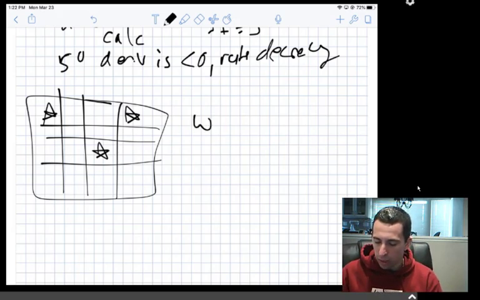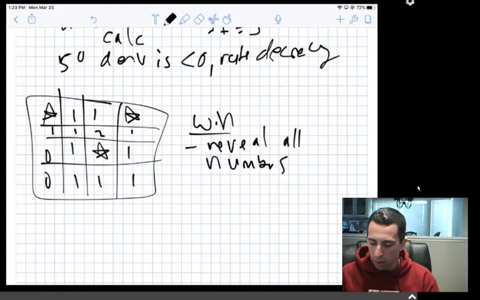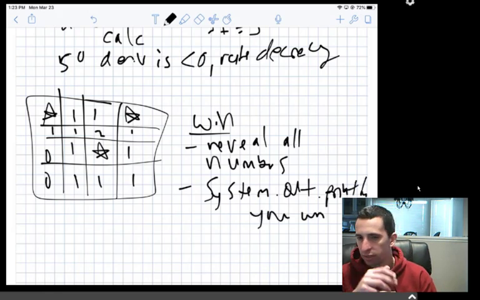So once you win, I think here's what you want to do. Reveal all the numbers. Turn this into a 1, a 1, a 1, a 1, a 2, a 1, a 0, a 0, or leave those empty or whatever. And then reveal all the numbers, and then just do a System.out.println. You don't need to actually end the program. You could just print out that you won, and then they won't be able to do anything. Okay.